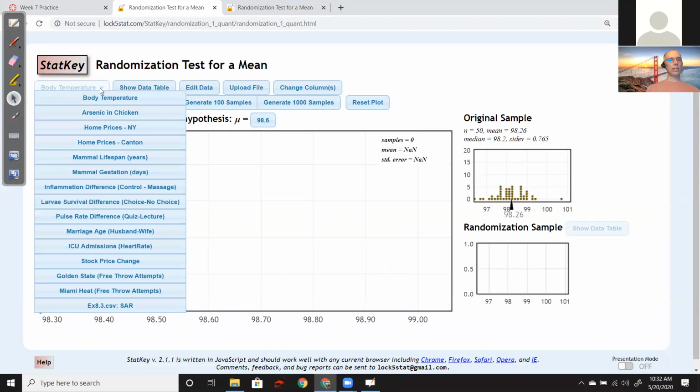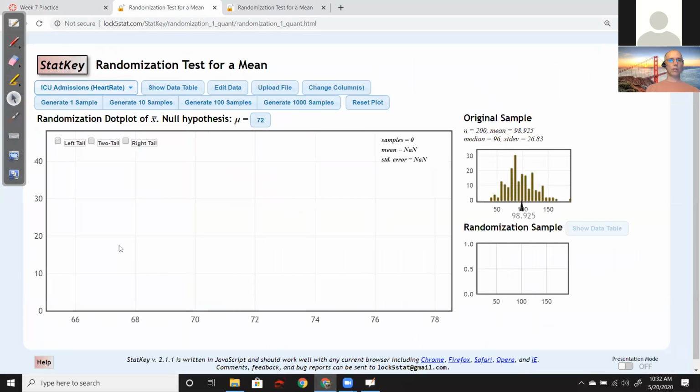Switch, make sure you get the right data set, and I want ICU heart rate. Okay. They gave me a mean of 72, so that's the low end of average. So let's say that would be maybe somebody in their 20s or 30s, healthy. Average heart rate of people in their 20s and 30s is probably around 72 beats per minute. And a healthy person in their 50s, that group of people might have an average heart rate of around 72. As you get older, it goes up.